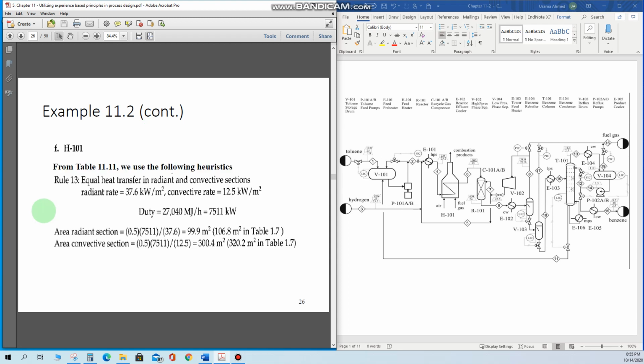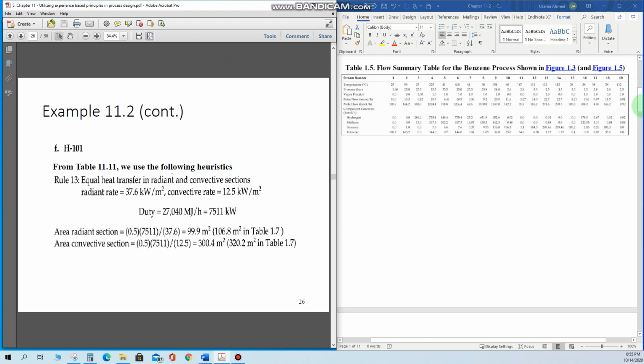now let us move to the last part of this example, which is 11.2, which represents the heater H101 here. So H101 represents this fired heater, and the calculation for this fired heater is very simple. You have to go back to table 11.11.